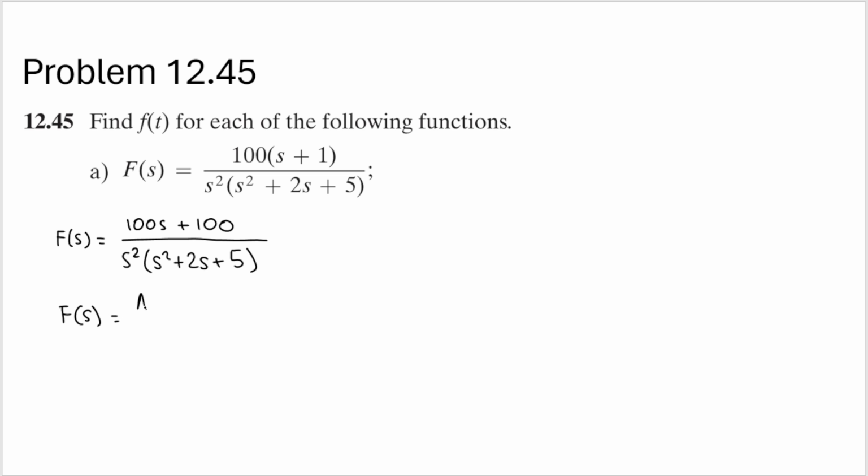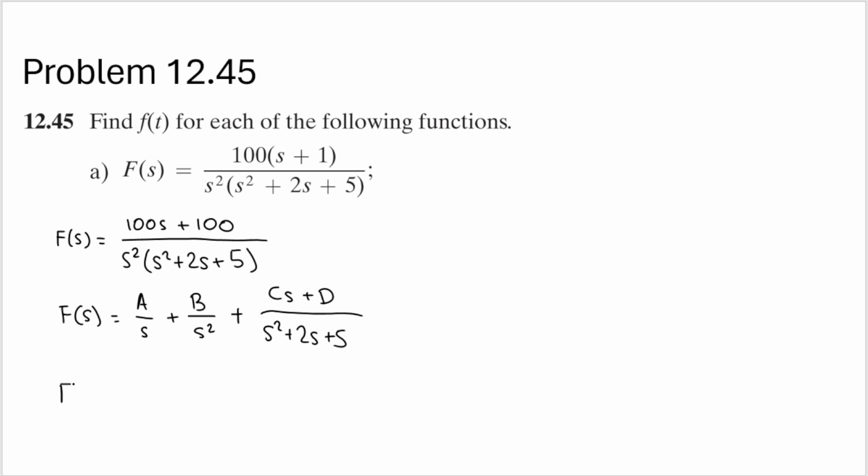So we'll have A over s plus B over s squared. And then for this one, it's still the same, we will have s squared plus 2s plus 5. However, as this is a quadratic function, the numerator needs to be a linear function. So we'll have Cs plus D. Okay, let's add them up.